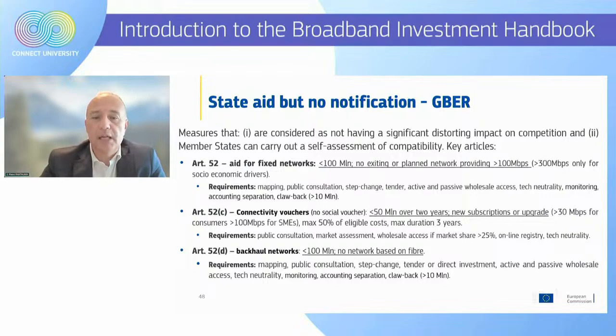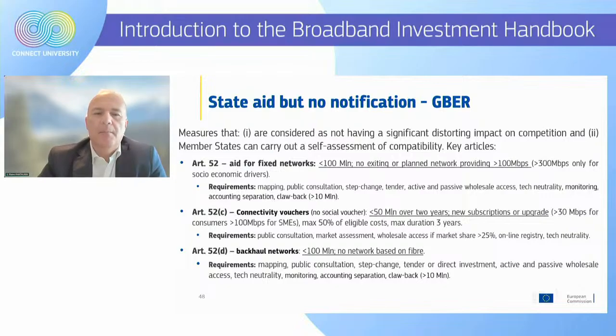Of course, the new network must provide enhanced characteristics, enhanced performance in comparison with a network that already exists. This is the famous step change. There must be a tender to minimize the aid involved and to select the beneficiary. There must be active and passive wholesale access to make this network available to other operators, it must be technologically neutral, and of course, as every project, it must be monitored, there must be accounting separation, and in case there is overcompensation, this must be clawed back to the state.